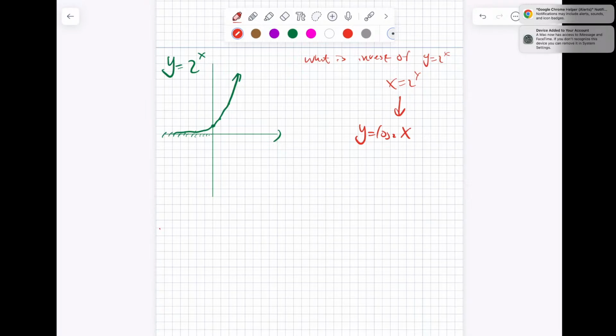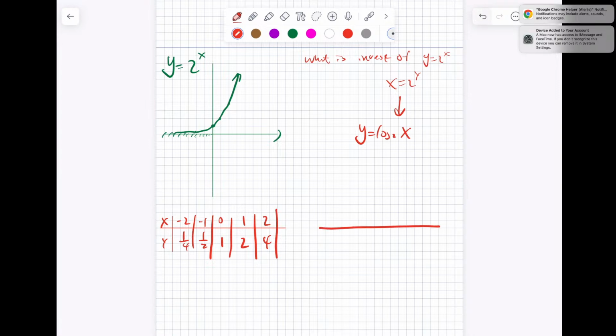Why is that? Because if I do a t-chart, at x equals -2, y is going to be 1/4. At -1, it's going to be 1/2. At 0, it's going to be 1. At 1, it's going to be 2. And at 2, it's going to be 4. Remember, for this particular one, it's going to swap x and y.